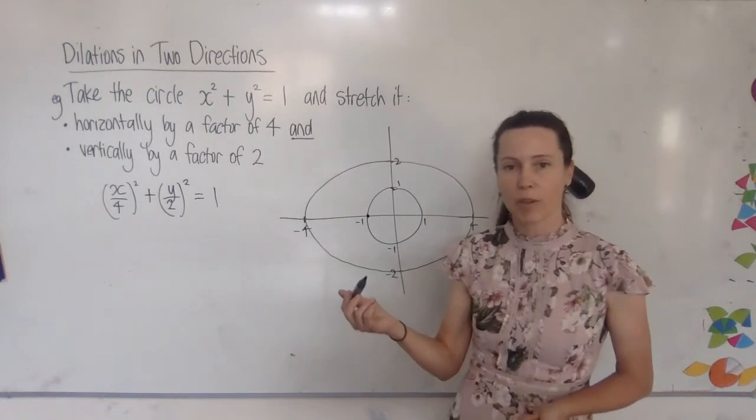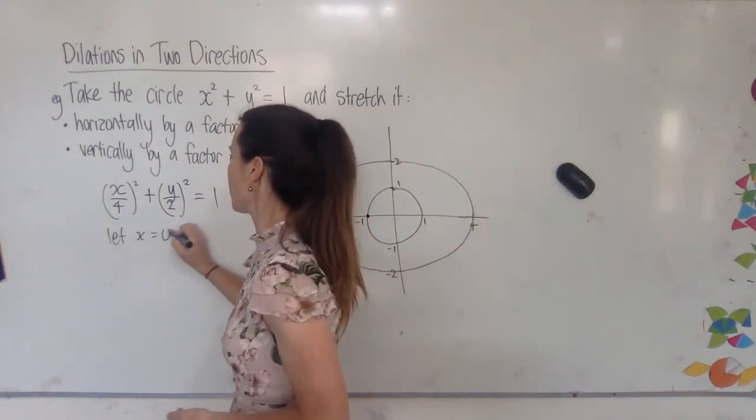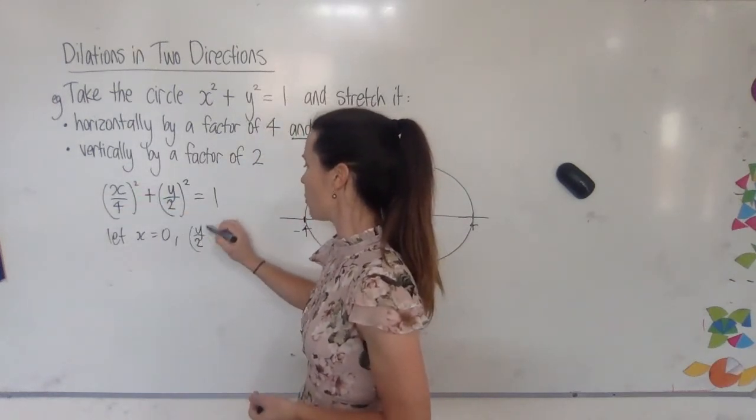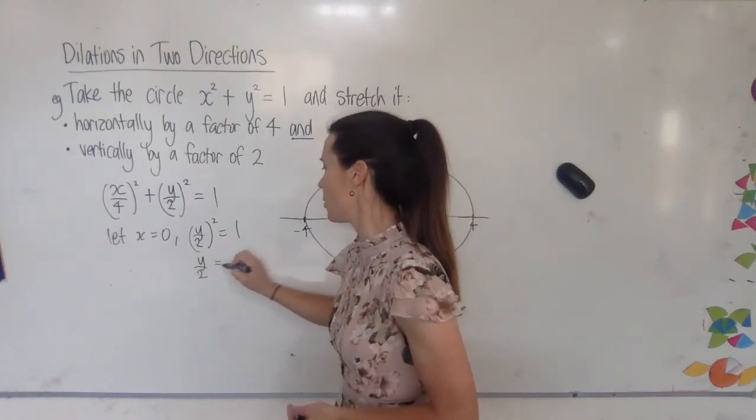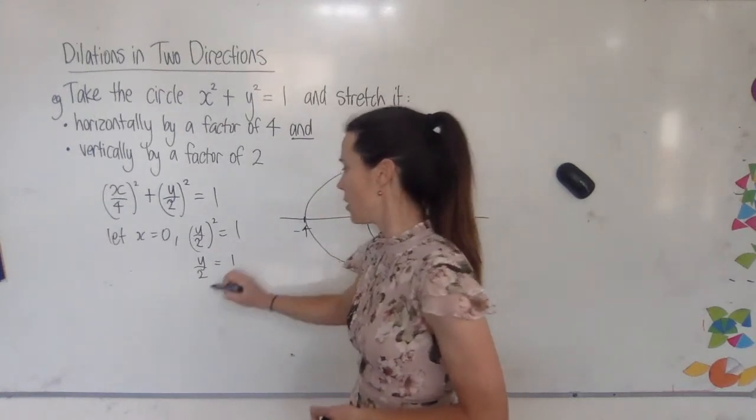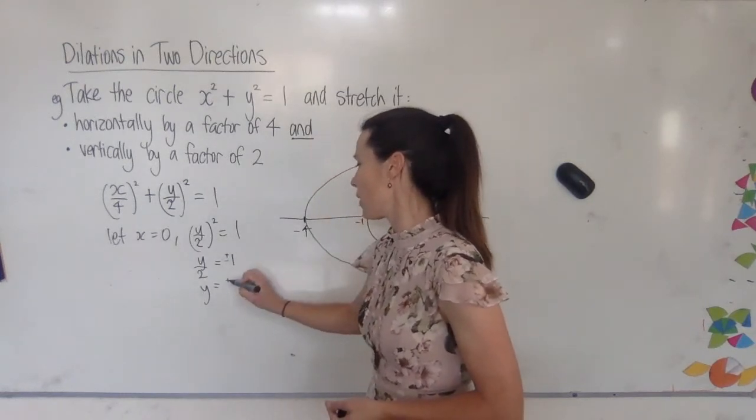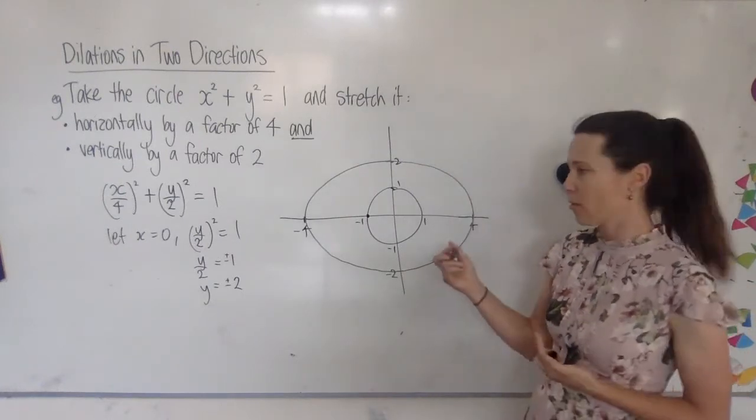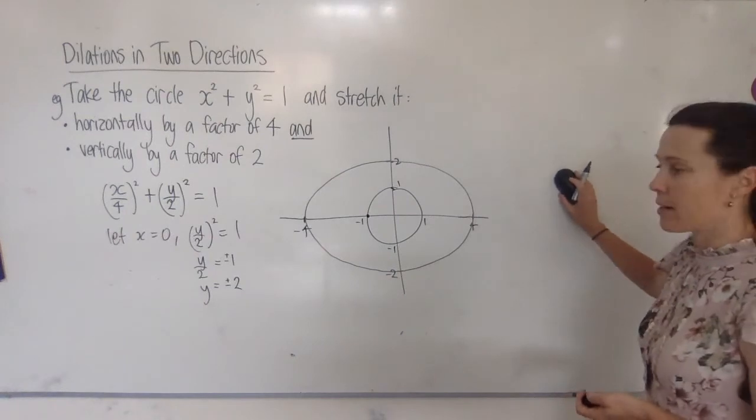Now you can check that with your algebra by subbing in x equal to 0. We would have 0 here, and so y over 2 all squared would be 1. And so y over 2 would equal the square root of 1, and so plus or minus the square root, sorry. So y would equal plus or minus 2, and sure enough, that's what we found just by using logic to think it through. And you'll find the same thing if you let y equal 0 to find your x-intercepts.